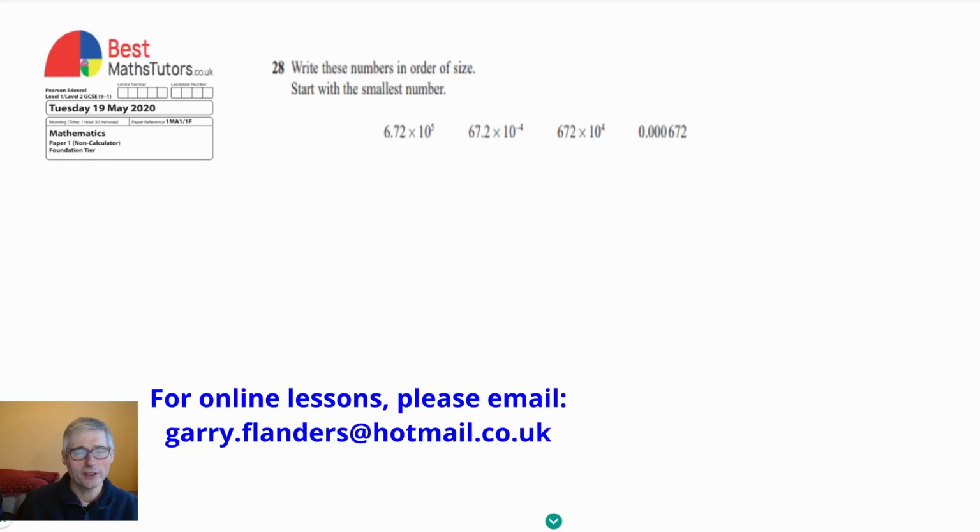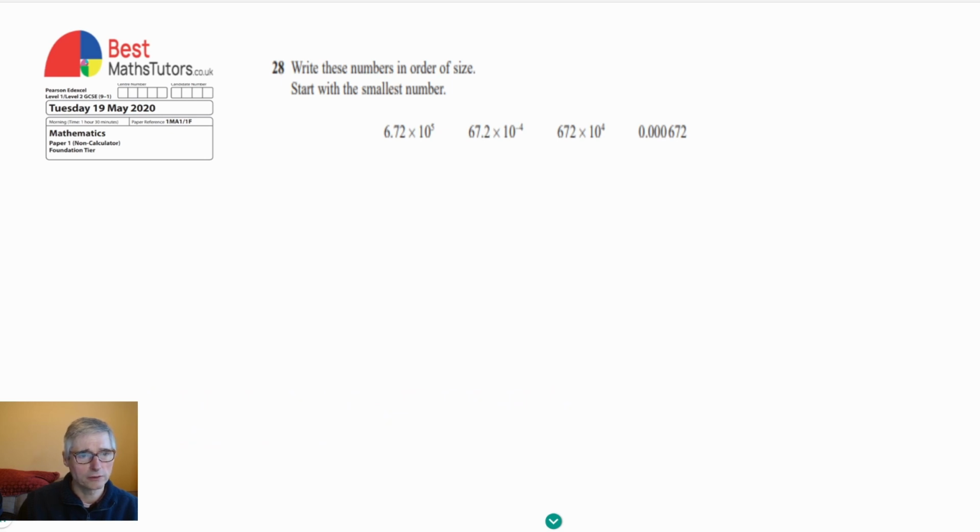This is question 28 and it involves numbers written in standard form and also putting them in order. So we can see that we've got four numbers here and we've got to put them in order starting with the smallest number. In order to do that comparison, what I'm going to need to do is write them all in ordinary form without the powers. So we can see these have got powers on them.